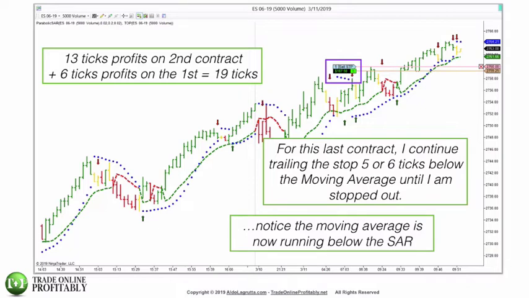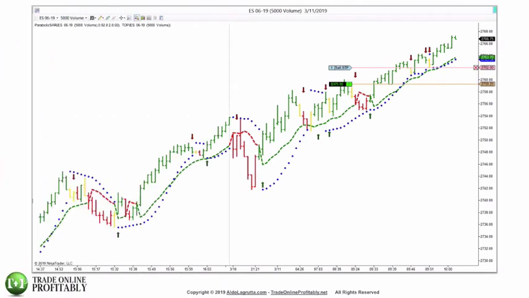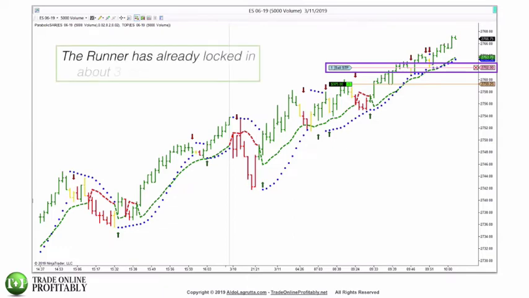You can see on this chart that the moving average is at 27.61.66, the green marker on the right, so my stop is at 27.60. The market continued moving higher, and at this point the moving average is at 27.63.70, and my stop is at 27.62, still about 6 ticks away from the moving average. The runner has already locked in about 3 more points.